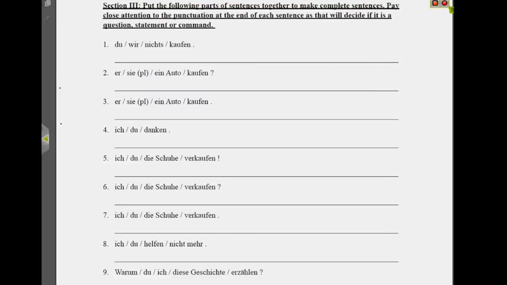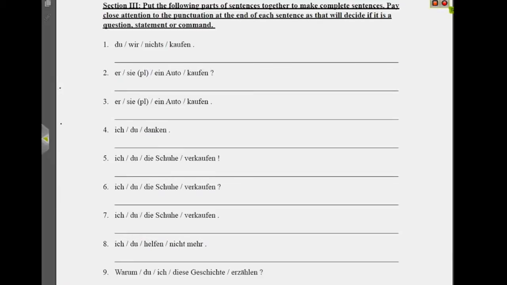So in this next section, it gets a little bit more complicated because we have to actually pay attention to punctuation at the end of each sentence, where words go in a sentence, the conjugation, all of the other case things that we had talked about, der words and ein words and prepositional phrases and all kinds of stuff. We're going to start with the first one here. It says, du, wir, nix, kaufen. So we have to figure out who's buying what and for whom it's being bought. For simplicity's sake, let's say that we are buying nothing for you.